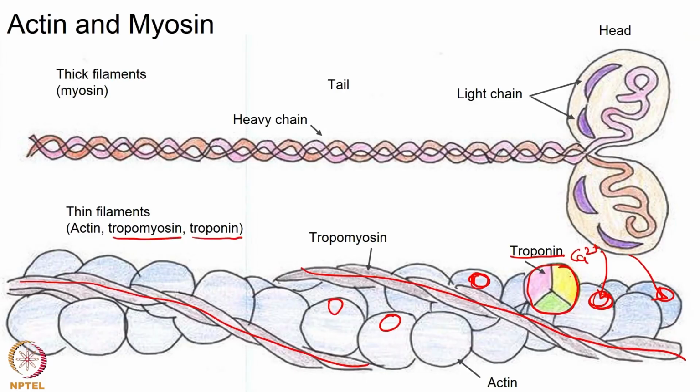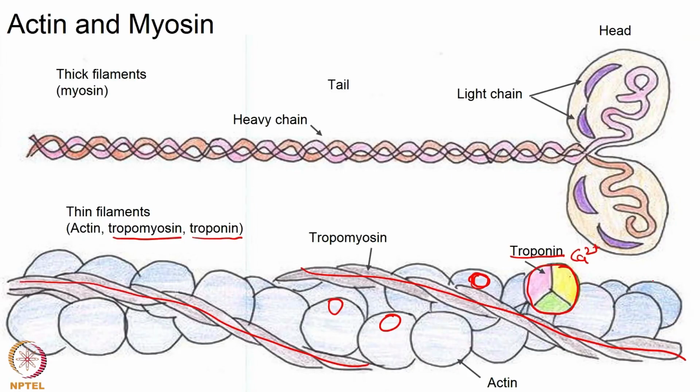So, when calcium is present, troponin will undergo a conformational change, but since troponin is attached to tropomyosin, it will cause a movement of tropomyosin in such a way that the binding sites will become exposed. When the binding sites become exposed, only at that time the thick filament's head can attach to the binding sites. Otherwise, the binding site is present, but it is not visible, it is covered by tropomyosin.